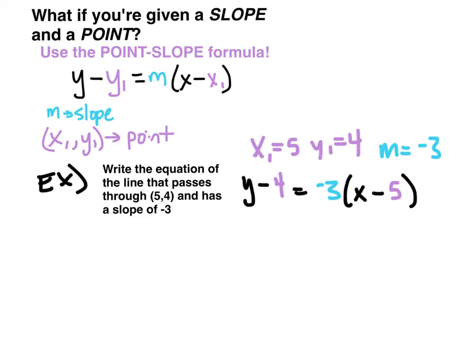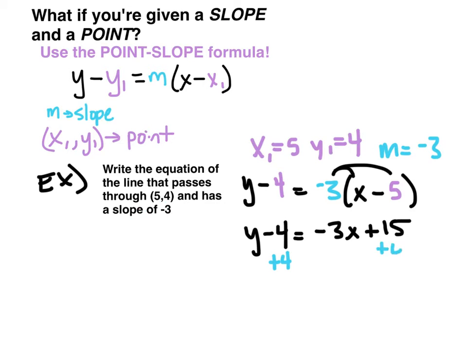Okay, the next step is going to be to distribute. So we distribute this -3. We get y minus 4 is equal to -3x. Now notice -3 times -5 is positive 15. And then I just want to get y by itself. I'm solving for y, so I add 4 to both sides. And y equals -3x plus 19 is the equation of the line that passes through 5, 4 and has a slope of -3.